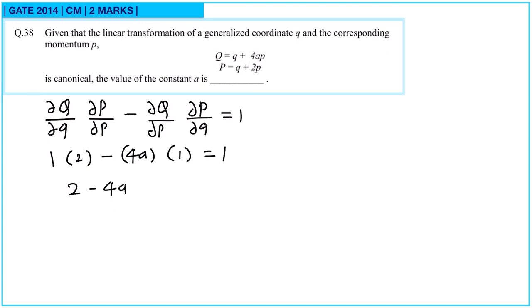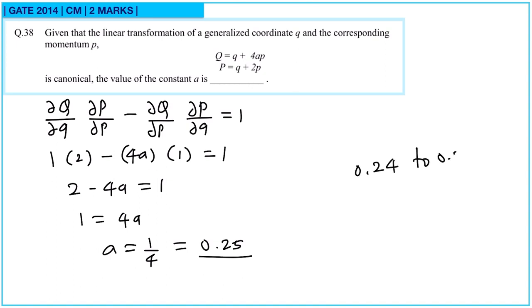So 2 minus 4A is equal to 1. So 1 is equal to 4A. So A is equal to 1 by 4, which is 0.25. So answer is 0.25, and answer given in the answer key is 0.24 to 0.26.